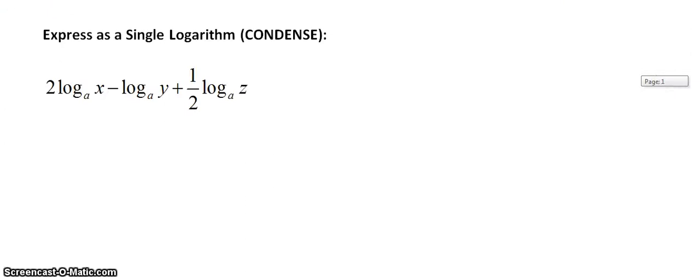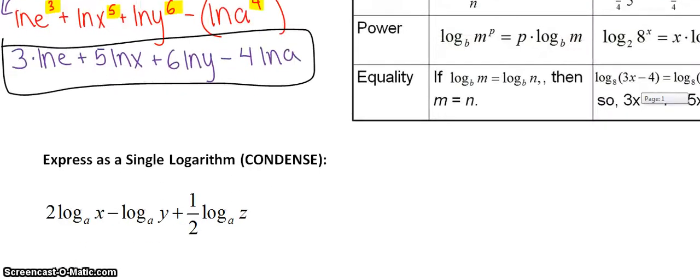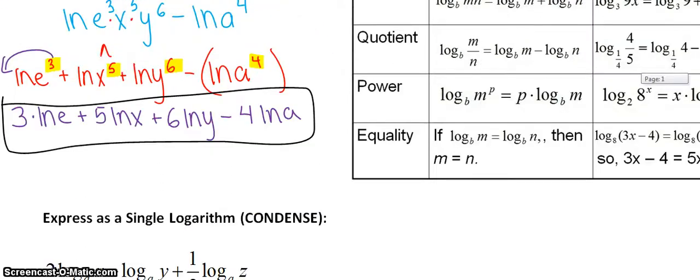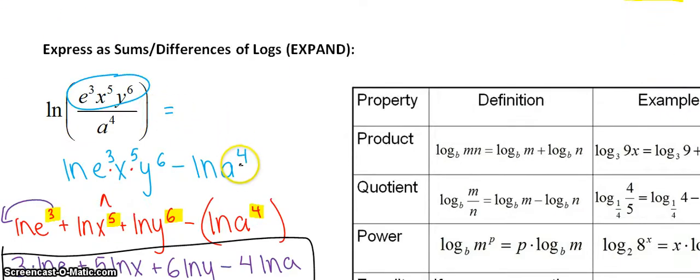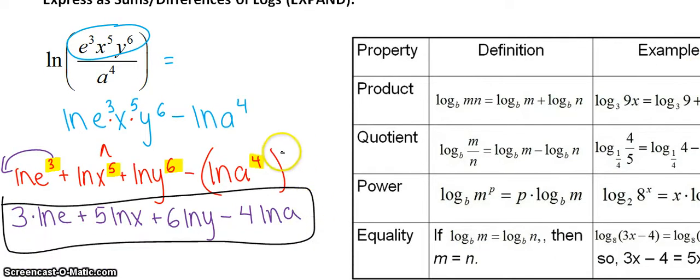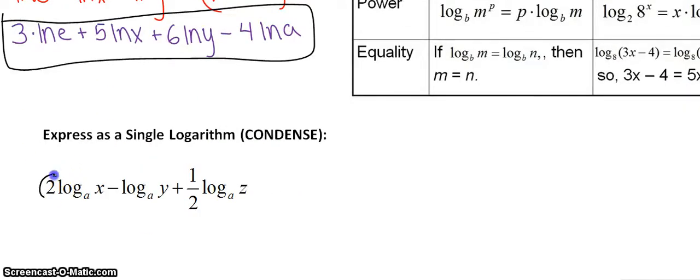You can also go the other direction and start with a bunch of logs and condense it back into one log. And with that, I'm going to go backwards from what I did here. So in order to expand this, I first did quotient rule, then product, then exponents. If you want to go the reverse way, I'm going to go in the reverse order. So anything that is a coefficient will first become an exponent. Then anything that's addition or subtraction will become multiplication or division, so on and so forth. So any coefficient can pop up and become an exponent.